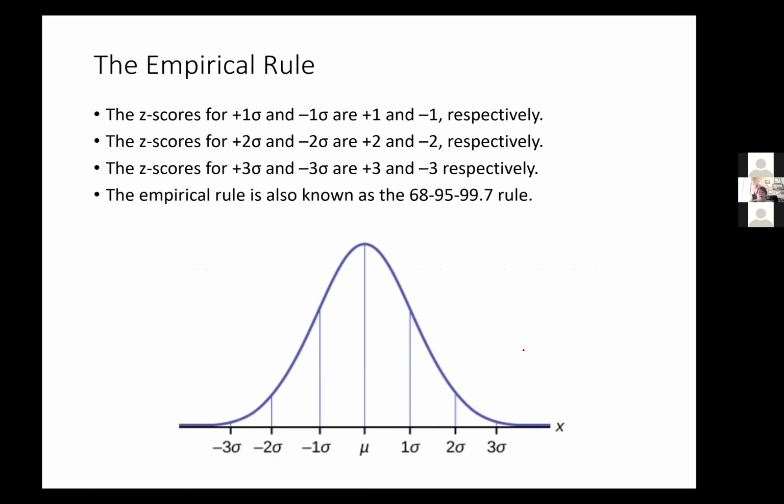Again, the z-scores for plus or minus 1 standard deviation from the mean are +1 and -1. The z-scores for 2 standard deviations and -2 standard deviations from the mean are +2 and -2. And the z-scores for plus or minus 3 standard deviations would be 3 and -3. The empirical rule is frequently called the 68, 95, 99.7 rule. So about 68% of your data will lie between plus or minus 1 standard deviation from the mean. Approximately 95% of your data will lie between plus or minus 2 standard deviations.